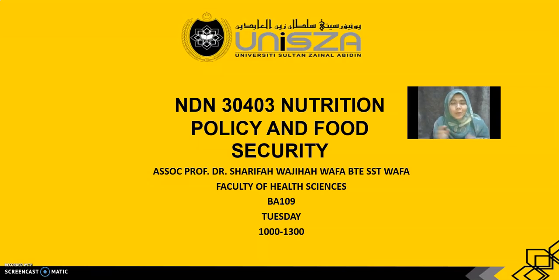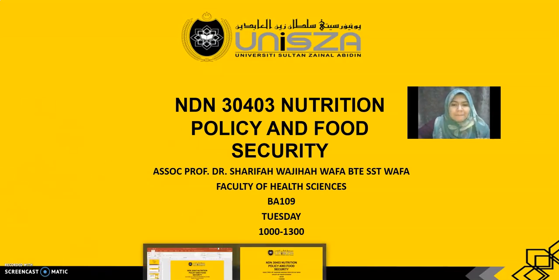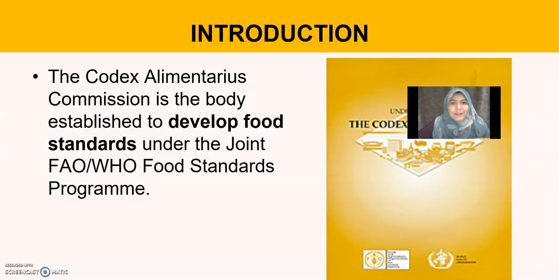Today we're going to learn another topic on nutrition policy and food security, which is Codex Alimentarius. Okay, what is actually Codex Alimentarius? The Codex Alimentarius Commission, known as CAC, is one of the bodies established to develop food standards under the joint FAO and WHO Food Standards Programme. So it means that this Codex Alimentarius is a food standard under the CAC, a joint venture between the Commission and the FAO and WHO Food Standards Programme.